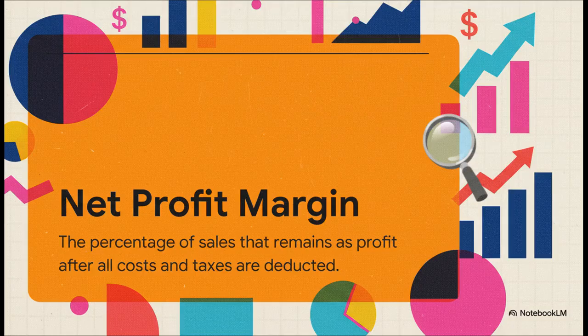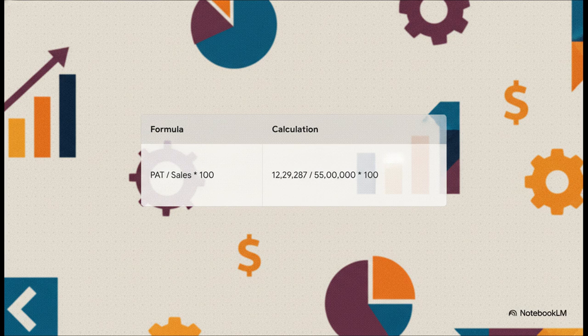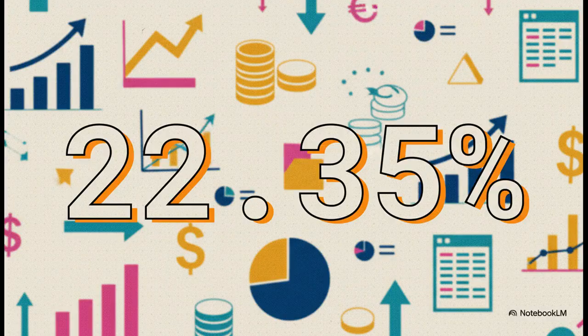First up, we've got the net profit margin. This ratio is so important. Basically, it answers a simple question. For every 100 rupees in sales, how many rupees does the company actually get to keep as pure profit? The math here is super straightforward. We just take the profit after tax that we found and divide it by the total sales. Then multiply by 100 to get our percentage. Simple and powerful.